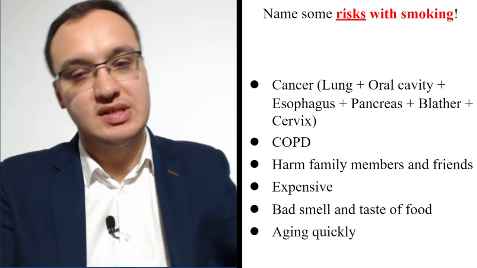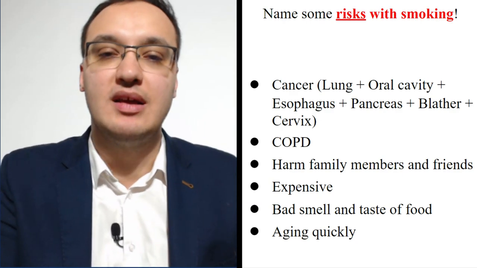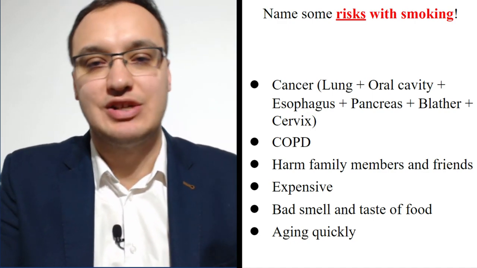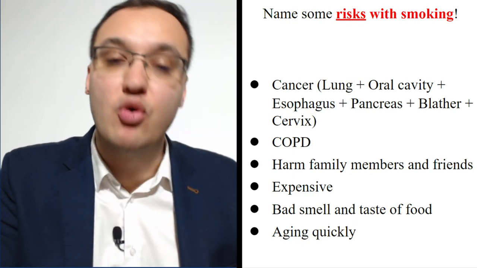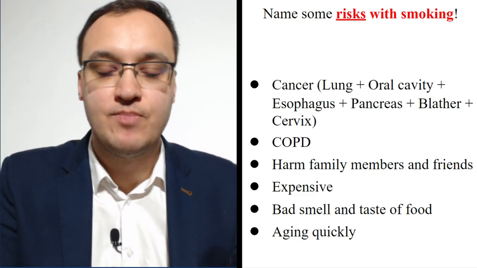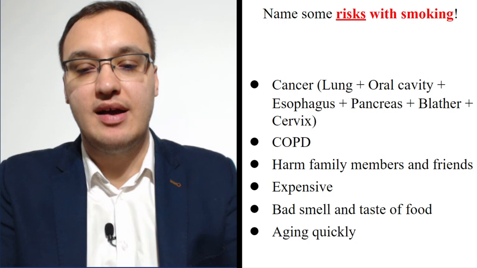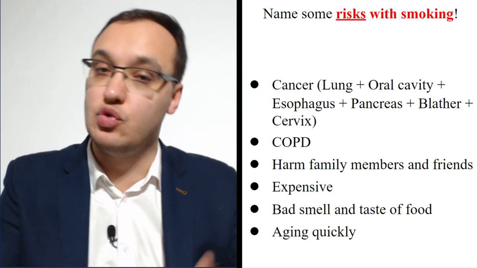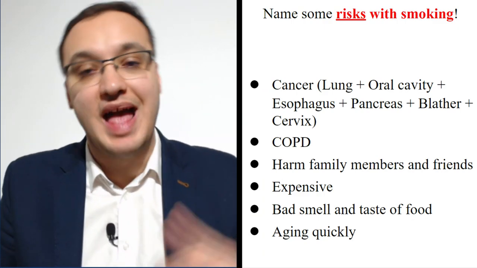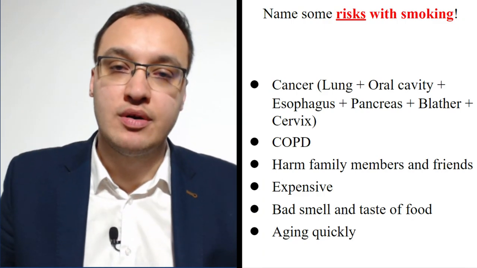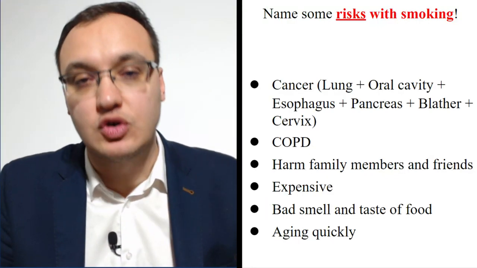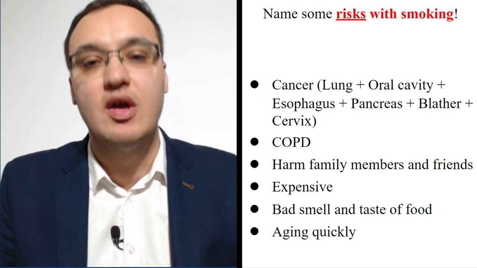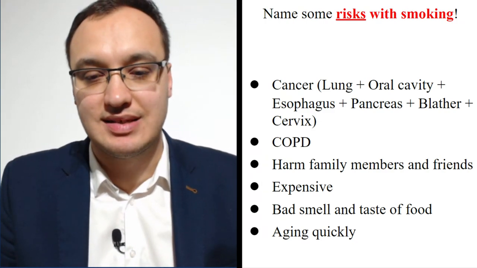Of course, the esophagus is the tube going down to your stomach. Then we have pancreas cancer. Then we have bladder cancer and cervix cancer, and actually some more cancers, but these are the most common ones. COPD, of course, we said, and it's harming the family members and friends of yours, because you think that you are smoking, the family members are not, and they will not get any cancer. You are wrong. Your family members will also get cancer. Please consider this. If you don't care about yourself, then please care about others at least.